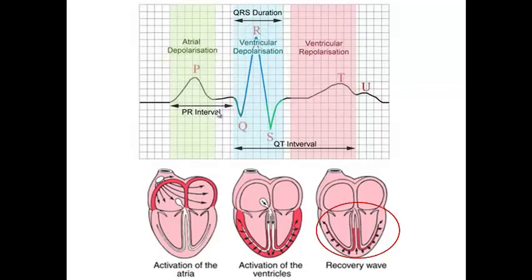So if we revise again, we have the atrial depolarization, which is the first thing in the electrical cycle of the heart and is represented by the P wave. We have the ventricular depolarization, which is represented by the complex, and we have the ventricular repolarization, which is represented by the T wave. So this is, as simply as we can say, the significance of each waveform in the ECG.